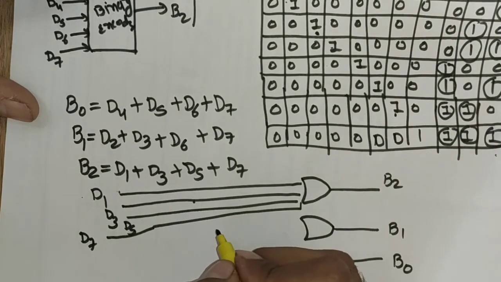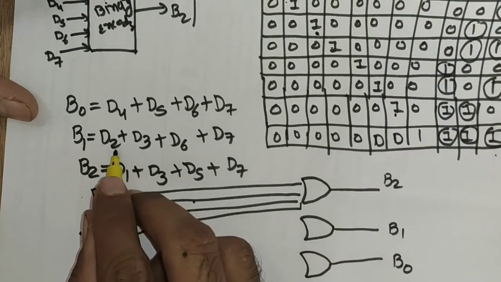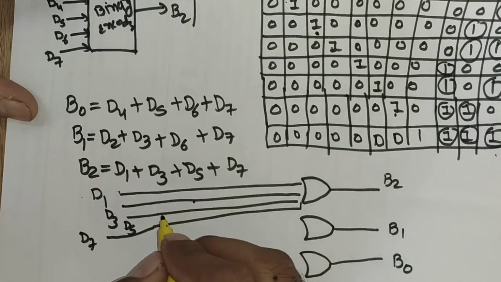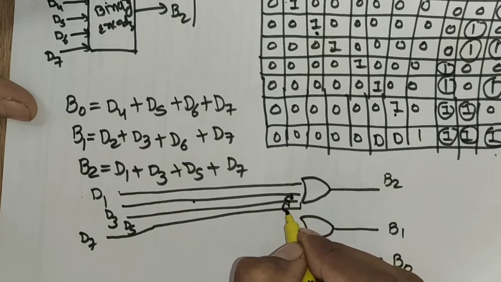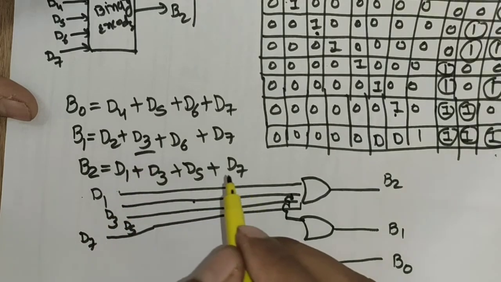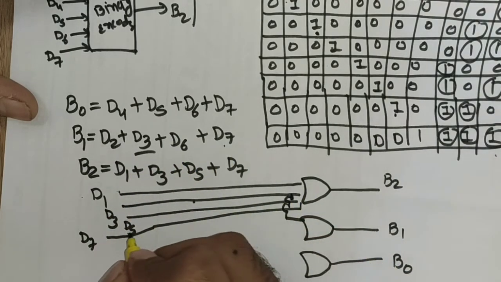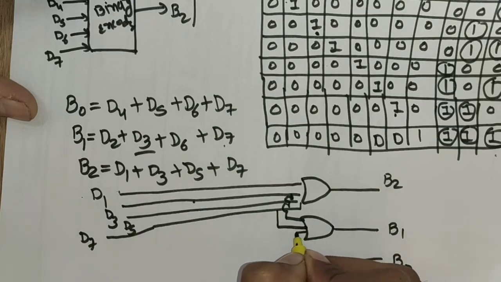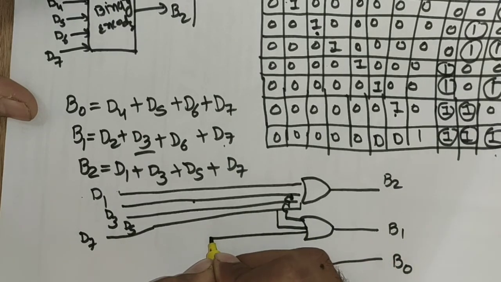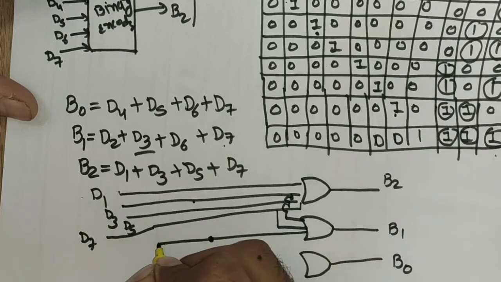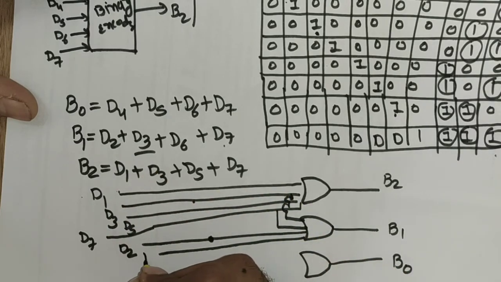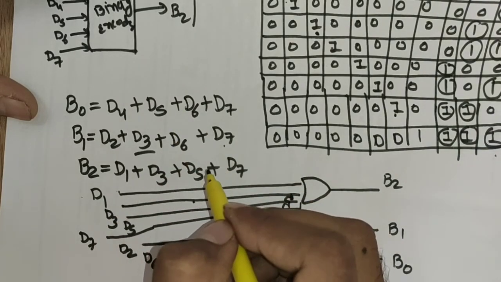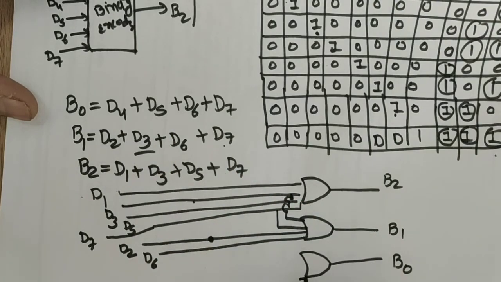Now B1, we can apply the D2, D3. D3 is already given to B2, so directly we are considering it here. Right? This one is considered. D6 is not given here, and D7 is given. D7 is this one. Now externally we can apply D6 and D2. This is the D2 and then D6. This is the D6, right? And now B0 is D4. D4 is not given to that, so this is given externally.